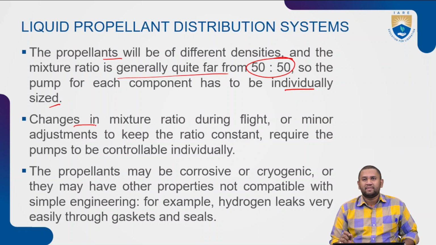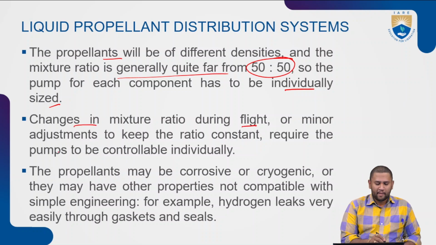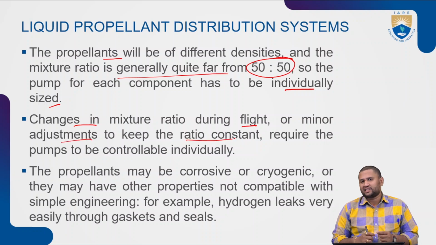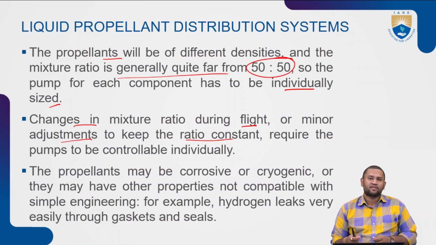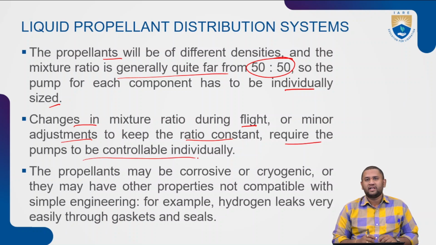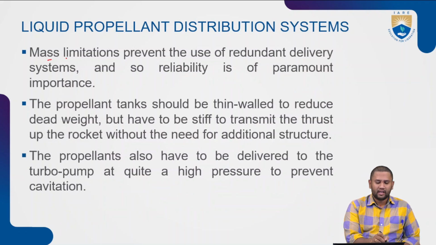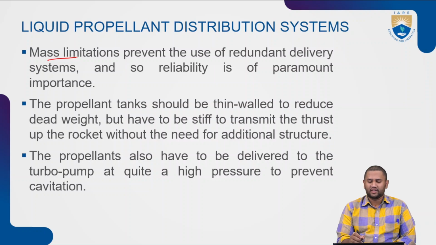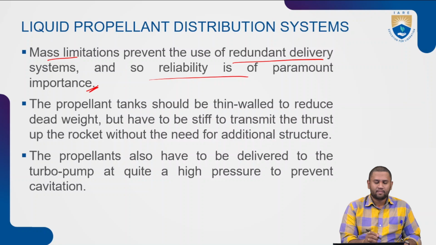The changes in mixture ratio during the flight, or minor adjustments to keep the ratio constant, like controlling the valves, which in turn controls the mass flow rate of the fuel, require the pumps to be controllable individually. The propellant may be corrosive or cryogenic, or they may have other properties that are not compatible with simple engineering. For example, hydrogen leaks very easily through the gaskets as well as the seals. Mass limitations prevent the use of redundant delivery systems, and so the reliability is also of paramount importance.